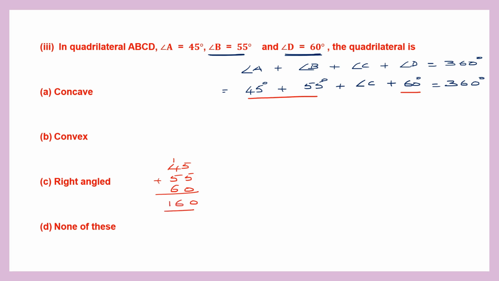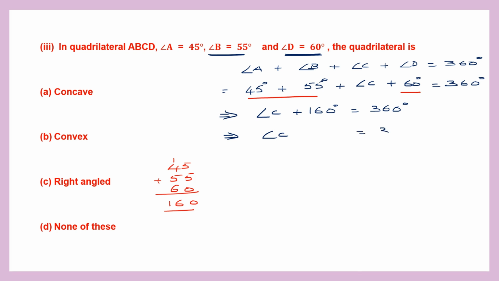So here we can write this as angle C. We're going to find out angle C, isn't it? We don't know, so let's write that first. Angle C plus 160 degrees is equal to 360 degrees. So now we can find angle C. How can we do that?